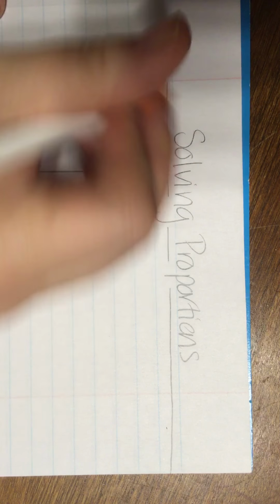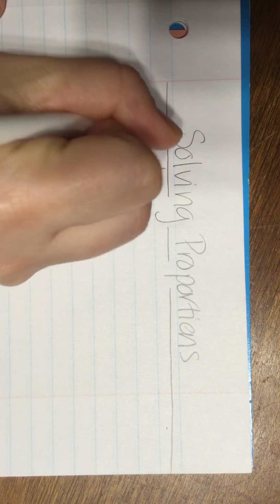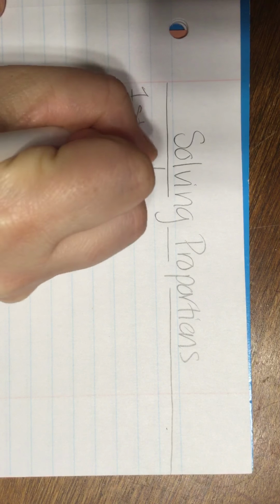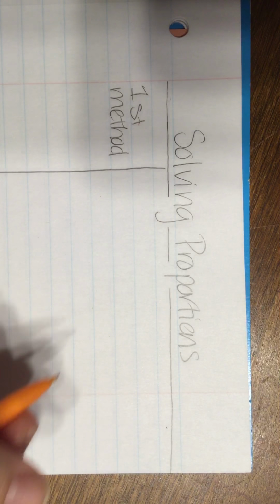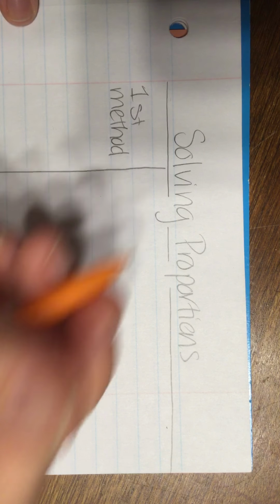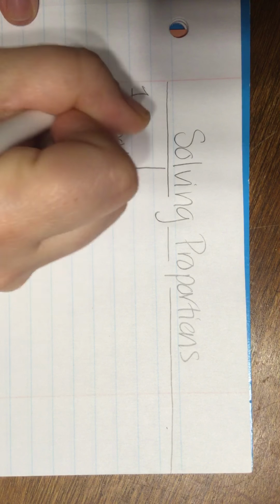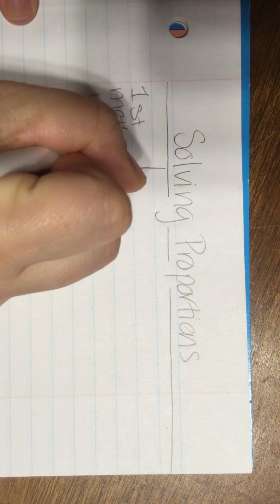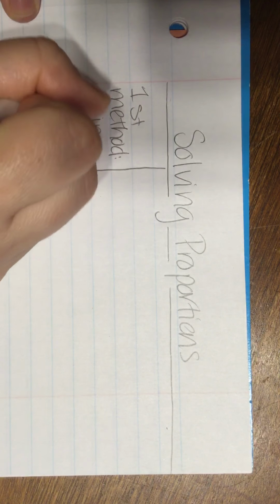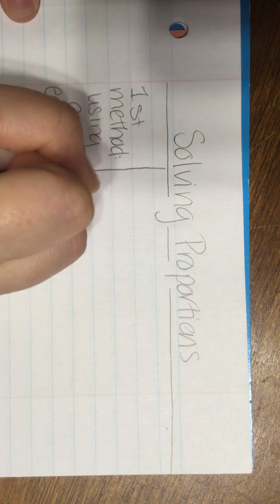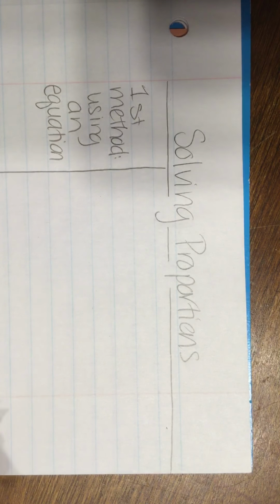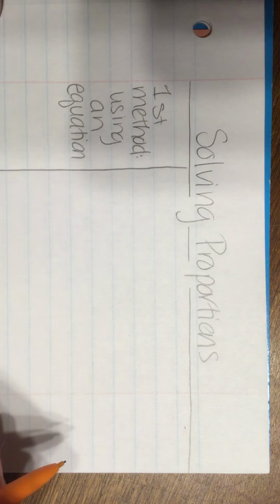Alright, so first method is something called ways and means, or using an equation. We're just going to call it using an equation. This method is important to see because some of the proportions that you are going to solve at some point are going to be a little bit more difficult and are going to require this method.